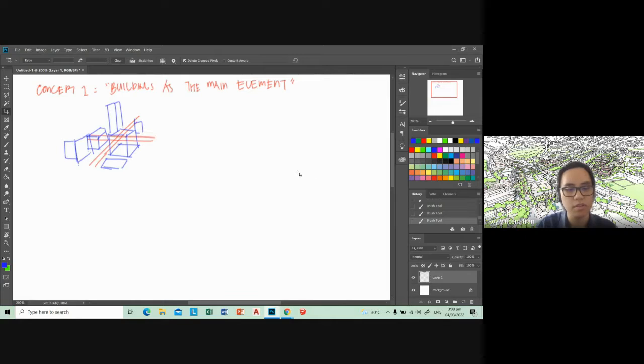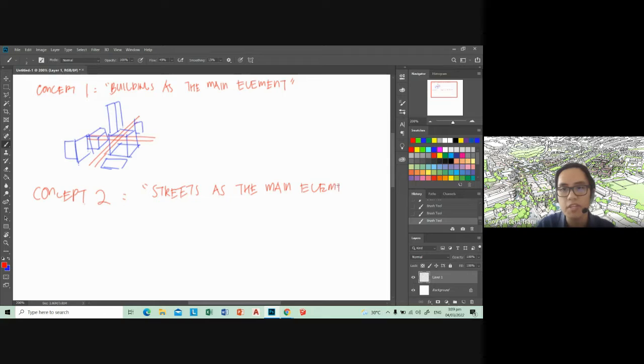Concept 2, red. Concept 2, I don't know why my 1 looks like a 2 over here. I'm just conscious about that. Concept 2 is streets or public space as the main element. And for the sake of saving canvas space on the page, I will draw it down here. I don't want to confuse you guys.